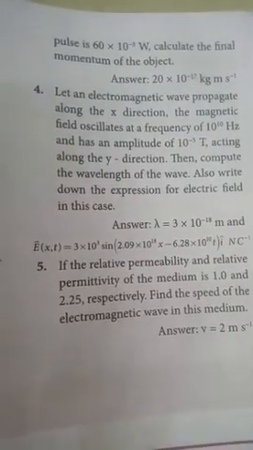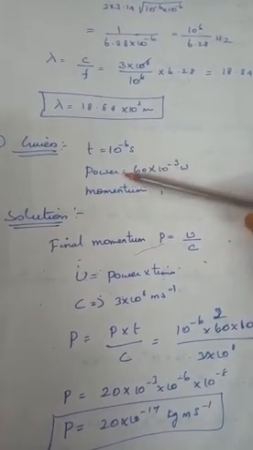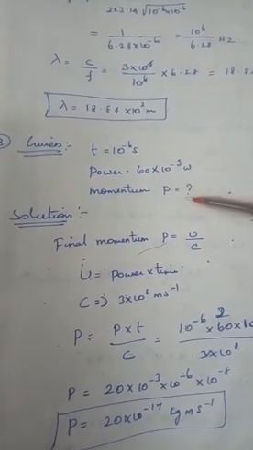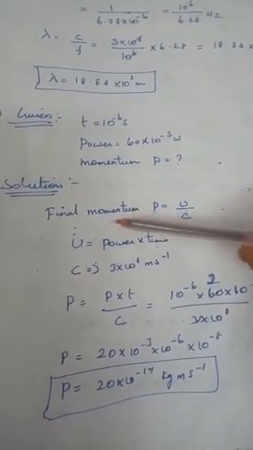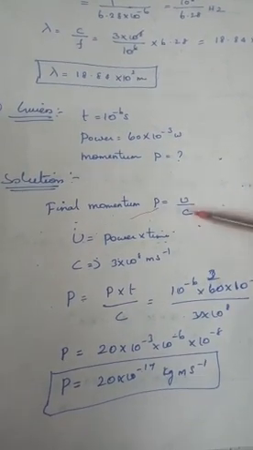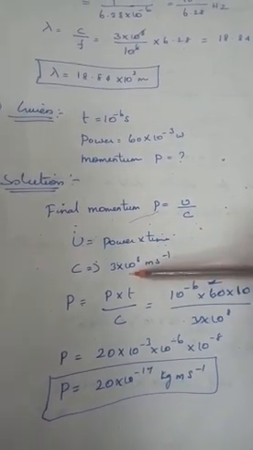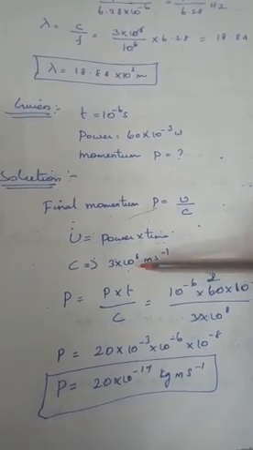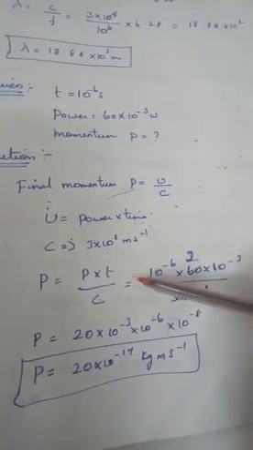Let's find out the momentum value. Given t is equal to 10 to the power minus 6 second, power is equal to 60 into 10 to the power minus 3 watt, and we have to find out the final momentum. The final momentum P is equal to U by c, which is the general formula. Here U is power into time, and c is the speed of light, a constant value of 3 into 10 to the power 8 meter per second. Then we have to find out the final momentum value.